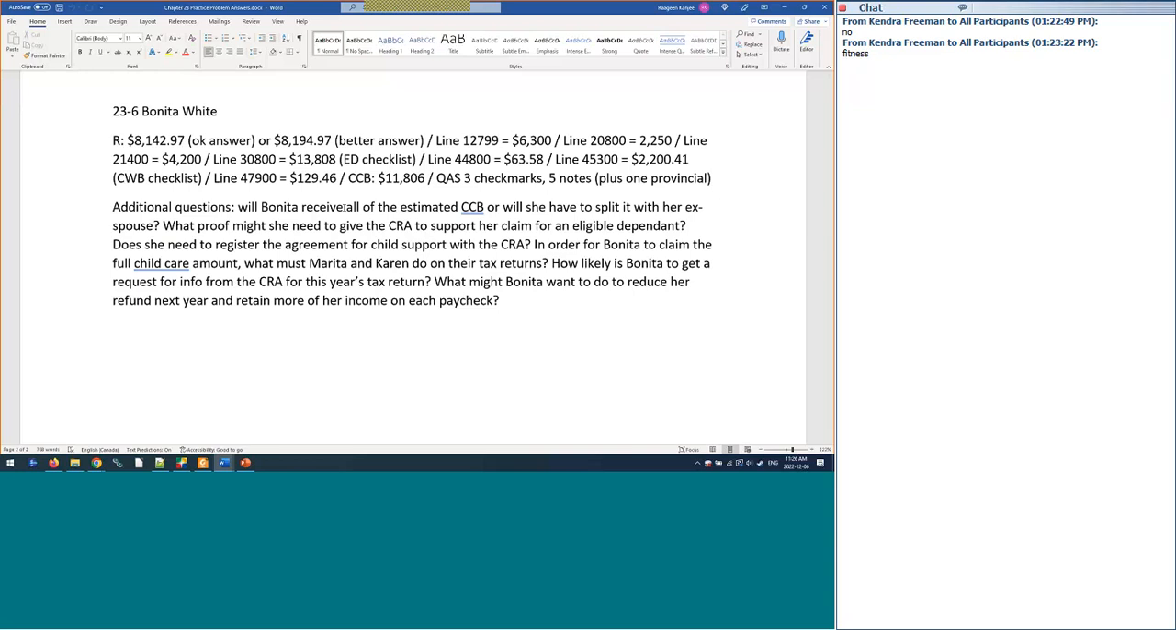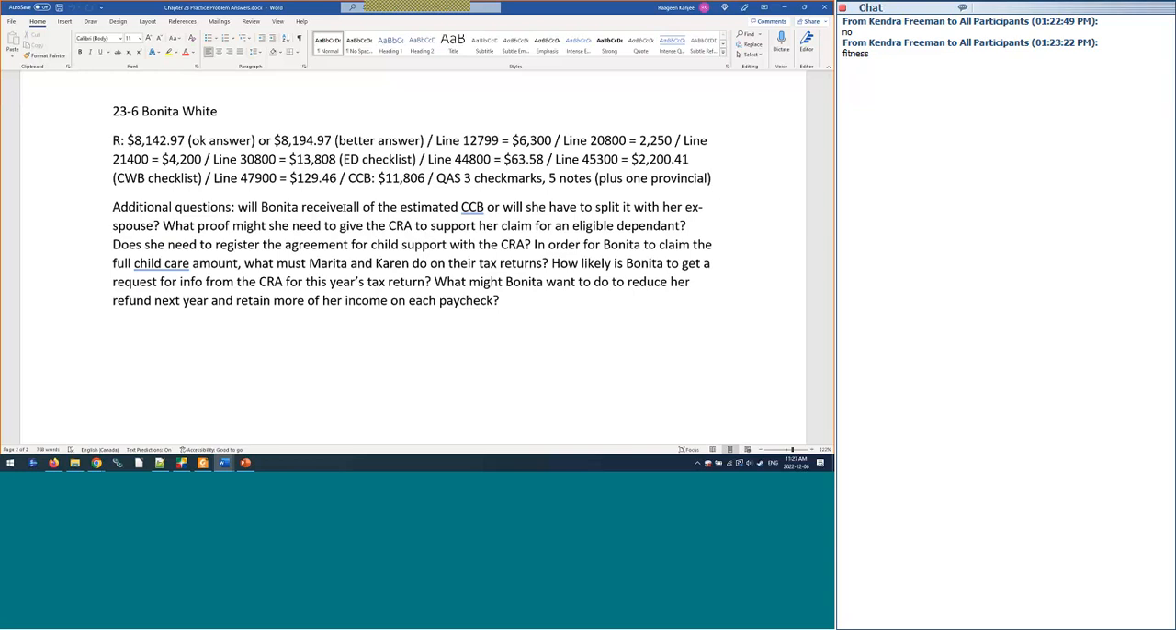Who are the children living with throughout the year? Her. That suggests a sole custody arrangement as opposed to a shared 50-50 roughly arrangement. So she should be getting Canada Child benefit for her children. If you have a shared custody arrangement, we would talk about that with our client.